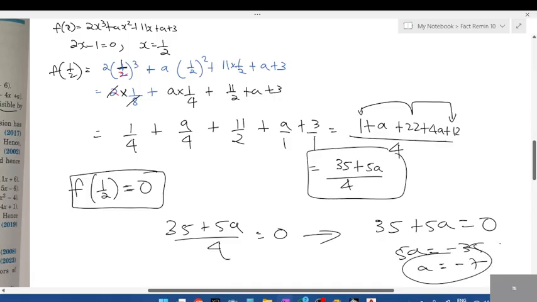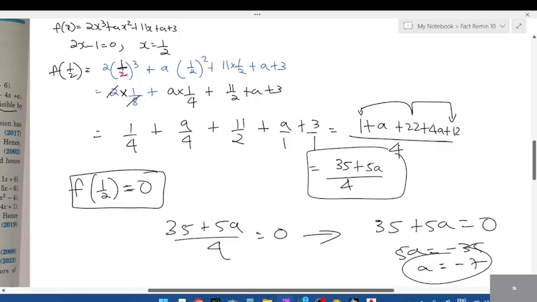Did you all get minus 7? All of you, is it correct? Minus 7. Just a minute, but the answer is wrong. Correct, the answer is right. Minus 7 is the answer. Okay, you get minus 7 as the answer.